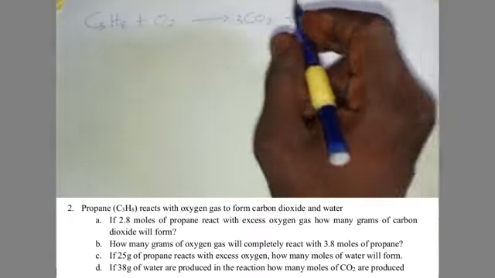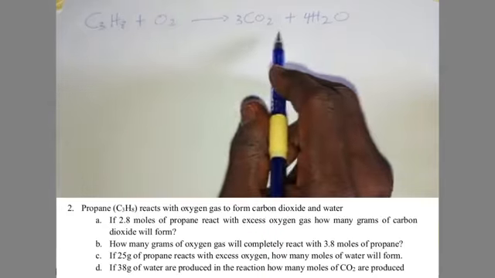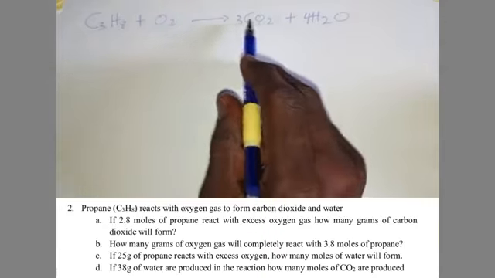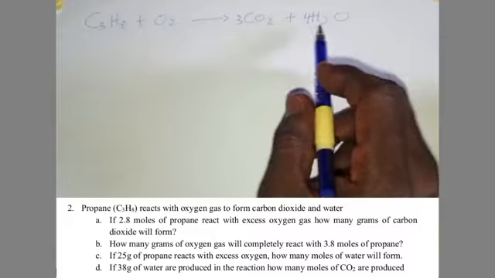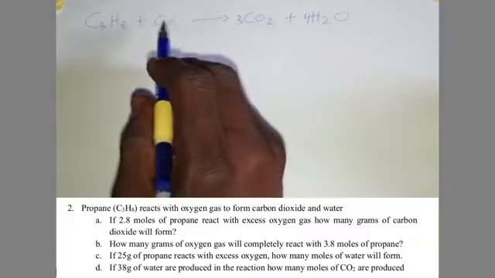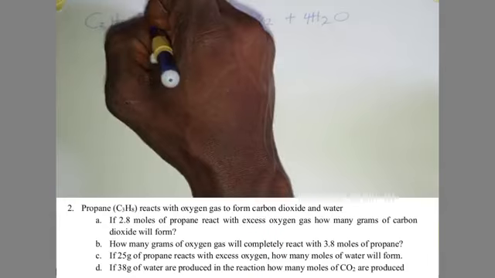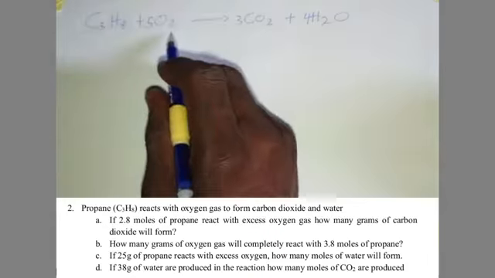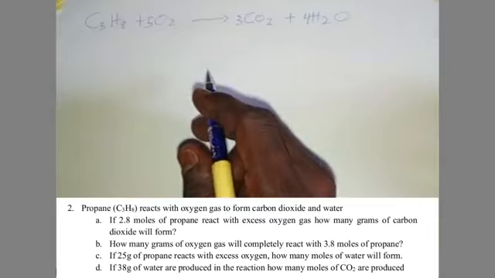Now we have balanced all the atoms except oxygen. On the product side, we have 3 times 2, that is 6 atoms of oxygen plus 4 atoms of oxygen, making it 10. While on the reactant side, we have only 2. So to make it 10, we have to put 5 as a coefficient here. And that multiplies this to give us 10. Now that we have a balanced equation, let's start solving from the very first problem.